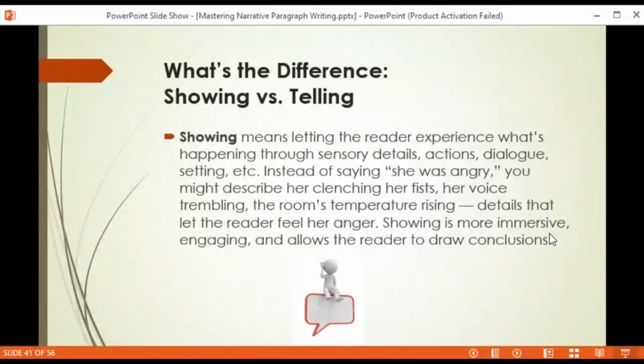Showing means letting the reader experience what's happening through sensory details, actions, dialogue, settings, etc. Instead of saying she was angry, you might describe her clenching her fists, her voice trembling, the room's temperature rising, details that let the reader feel her anger. Showing is more immersive, engaging, and allows the reader to draw conclusions.